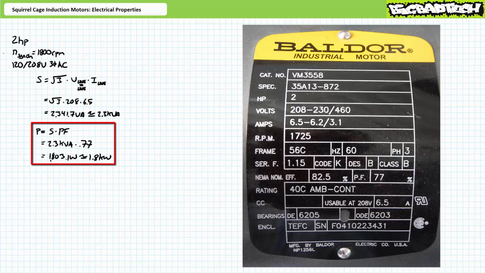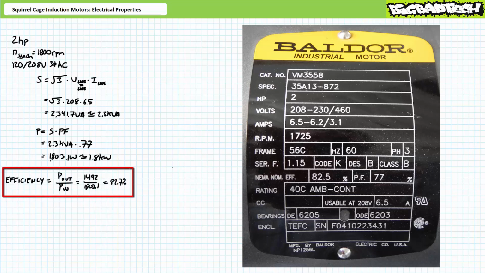Real power is apparent power times power factor. 0.77 times roughly 2.3 kilovolt amperes demonstrates the motor consumes 1,803.1 watts, or roughly 1.8 kilowatts of real power input to yield the 1,492 watts of usable mechanical power output. Efficiency is output over input. This corresponds to an efficiency of roughly 82.7%. Inspection of the motor nameplate does indeed confirm efficiency is close to the specified 82.5% at the rated condition.